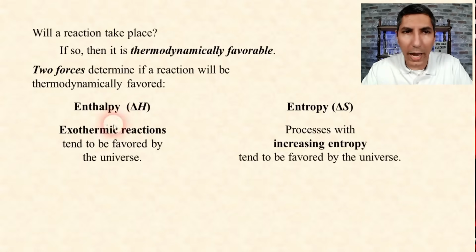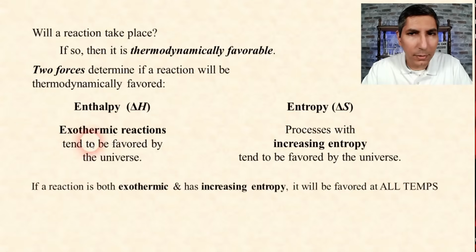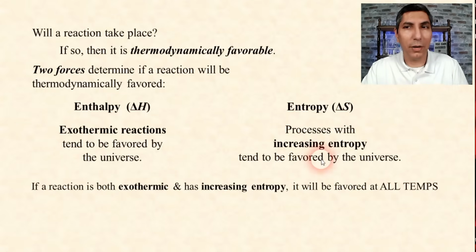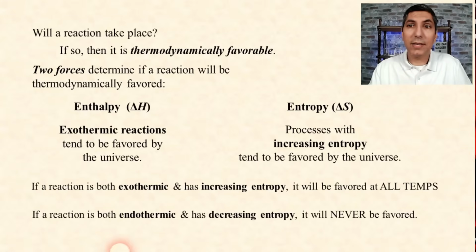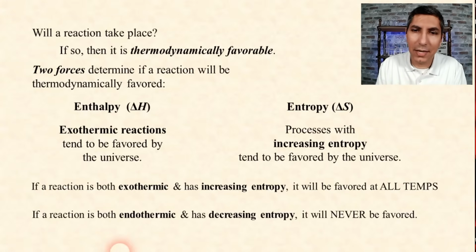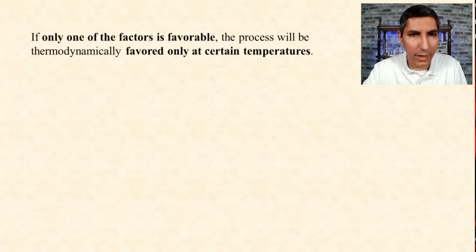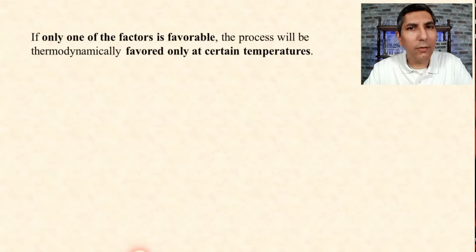If you ever find a reaction that is both exothermic and has increasing entropy, it's going to be favored at all temperatures. Okay? It's just at all temperatures, always thermodynamically favorable. However, if it's the opposite of that, if it's an endothermic reaction and it has a decreasing entropy, then that reaction is never going to be thermodynamically favored under any condition.